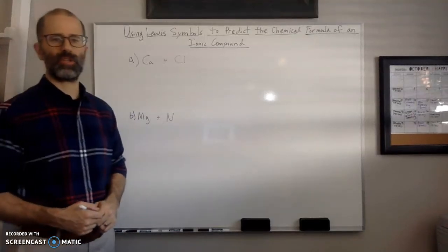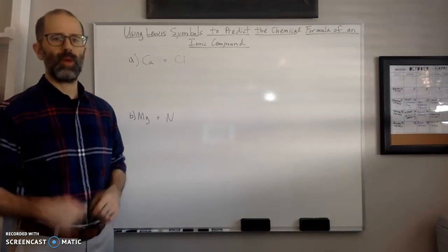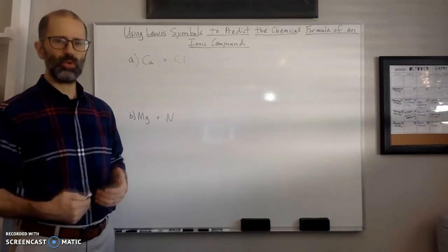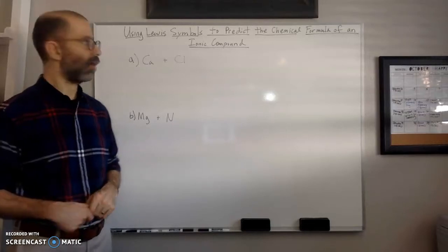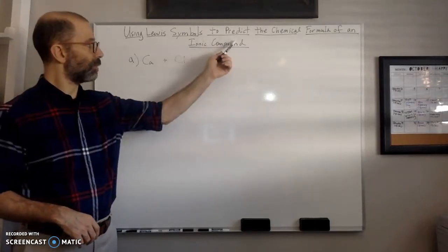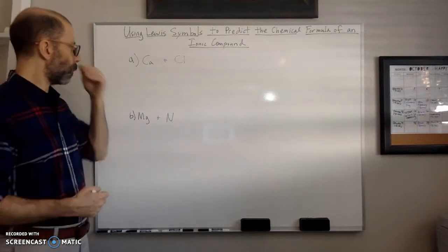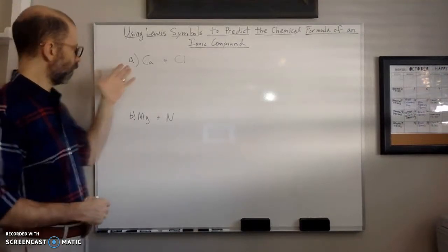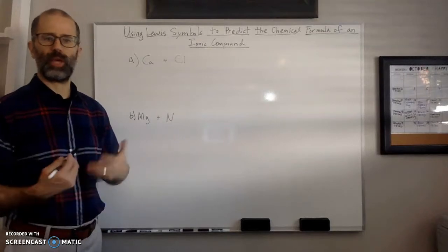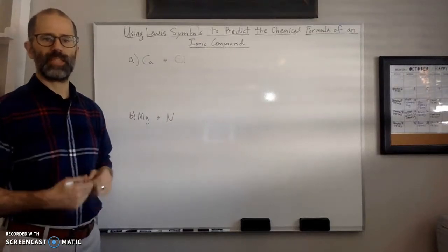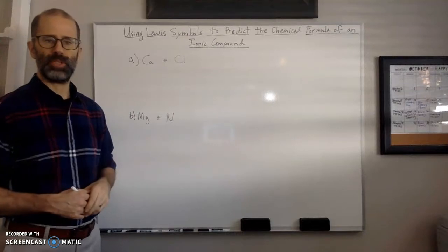My name is Mr. Cobalt, and in this video I'm going to go over a couple of examples where we're going to use Lewis symbols in order to show how to predict the chemical formula of an ionic compound. So in the first problem we're given calcium and chlorine, and we're asked, okay, what's the predicted compound of these two elements put together?